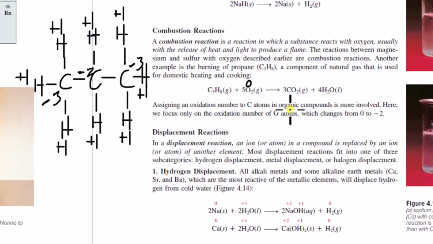Okay, now on CO2 and H2O, we would have a -2 on the oxygens, resulting in a +4 on the carbon. Here on the H2O, we would have a +1 on the 2 hydrogens and a -2 on the oxygen. And so we could see we've got carbons being oxidized and oxygens being reduced.